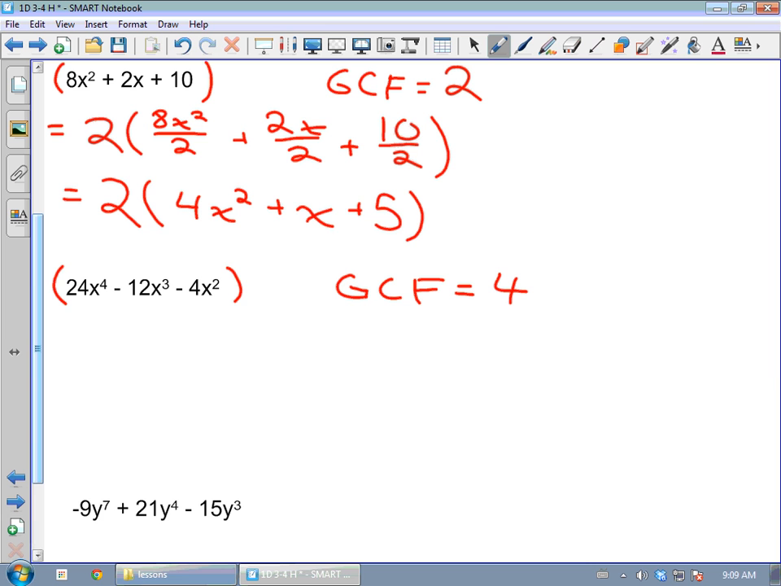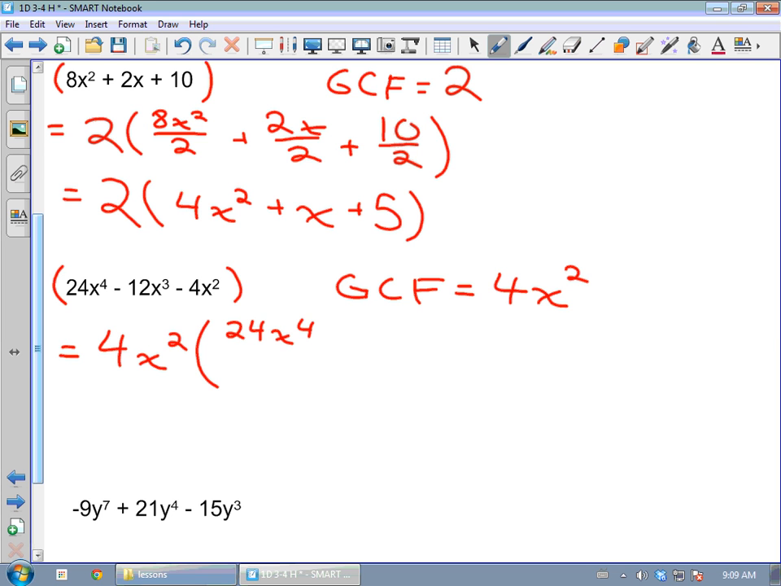Yeah, so we know we're going to have an x in all 3 of these. Because we have an x in all 3 of these, we're going to have an x in our greatest common factor. And then we look for the lowest power of x that we can see there. What is the lowest power of x? Still on you, Emerson? 2. So we're going to have 4x squared as our greatest common factor. Put our greatest common factor out front. In the brackets, we're going to divide each of these terms by 4x squared.